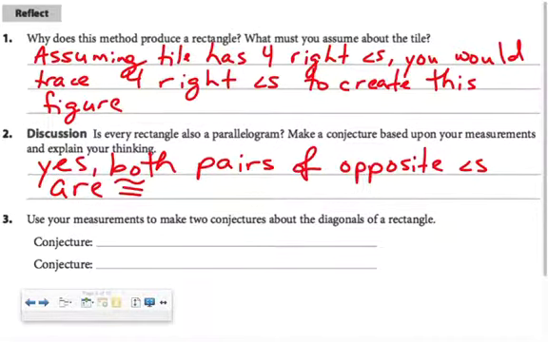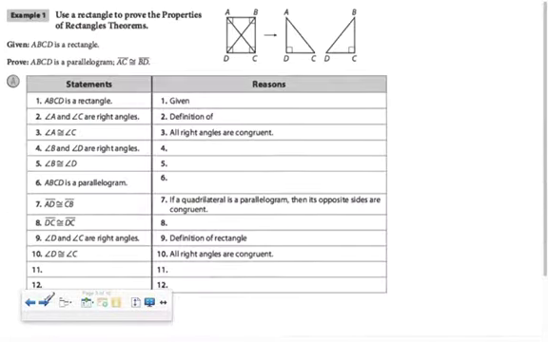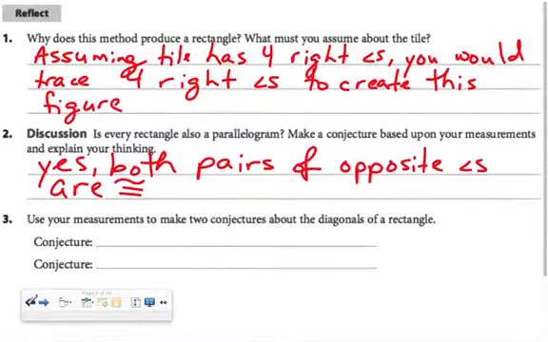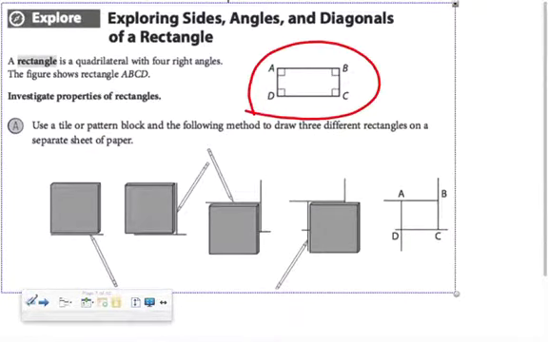Use your measurements to make 2 conjectures about the diagonals of a rectangle. Looking at those diagonals, first of all, I hope that you would notice that they are bisecting each other. Remember that in a parallelogram, the diagonals bisect each other. We've already touched upon how a rectangle is a parallelogram.